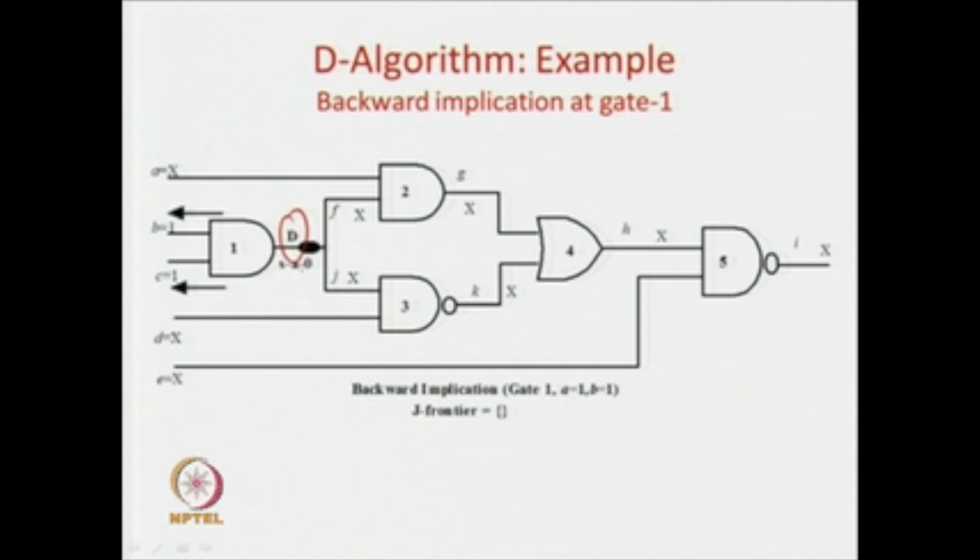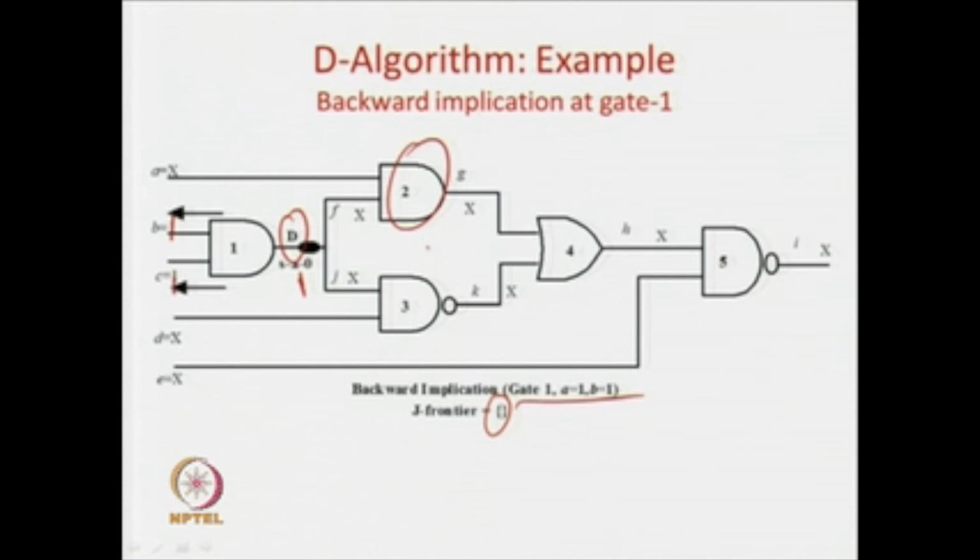So, for the J frontier, you require a 1. Here the inputs are X X, so obviously you require 1 and 1, because of the singular cover. If you have a 1 over here, the inputs of the AND gate should be 1 1. So, you apply 1 1. That will resolve this J frontier business. Now your J frontier is empty, because you have solved the problem by backward implication.